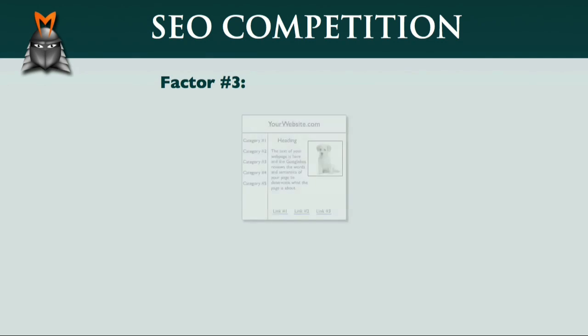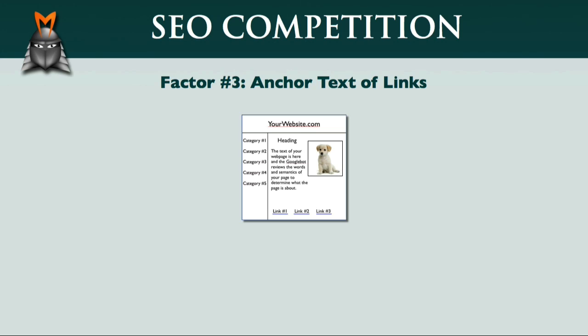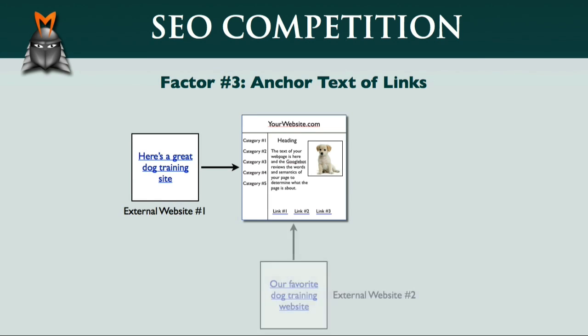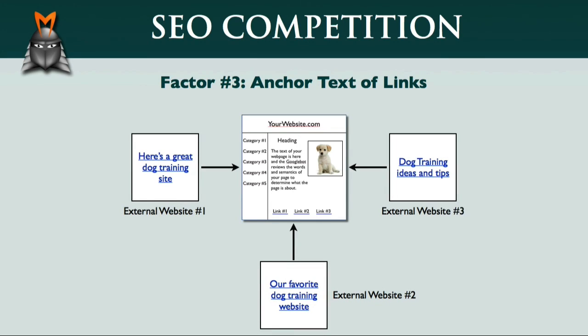A third factor that influences the rank of a particular page is the anchor text of the incoming links. Google uses the text of the links that point to the page to gain a better indication of what a page is about. For example, let's take a look at these three external websites. If all three of these linking sites use the word dog training in their links, then there's a very good chance that the page they refer to is about dog training.